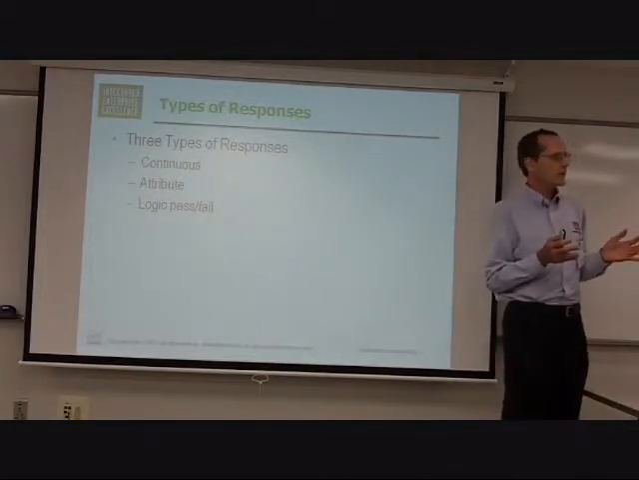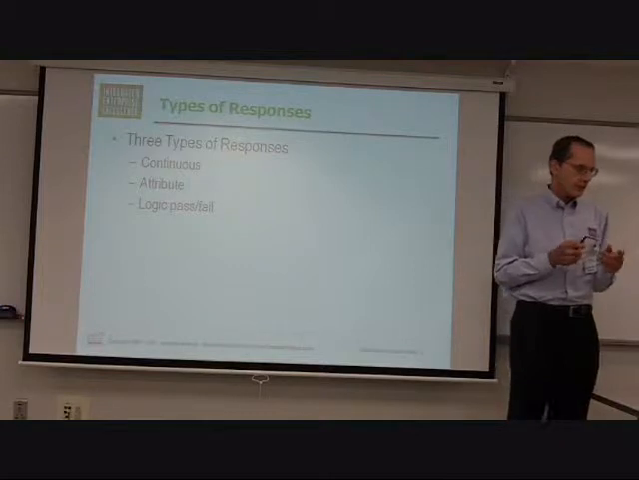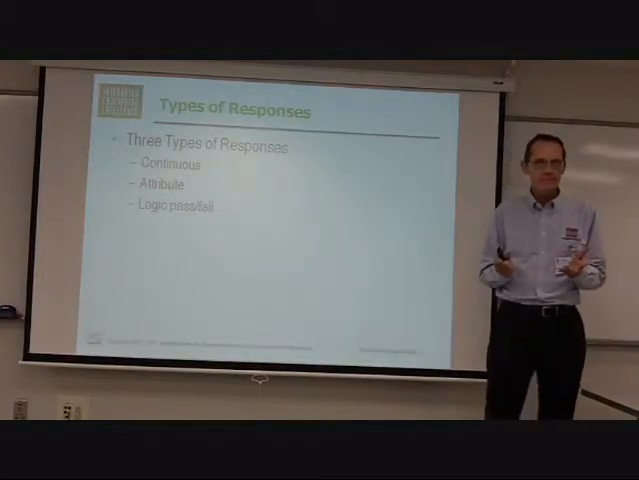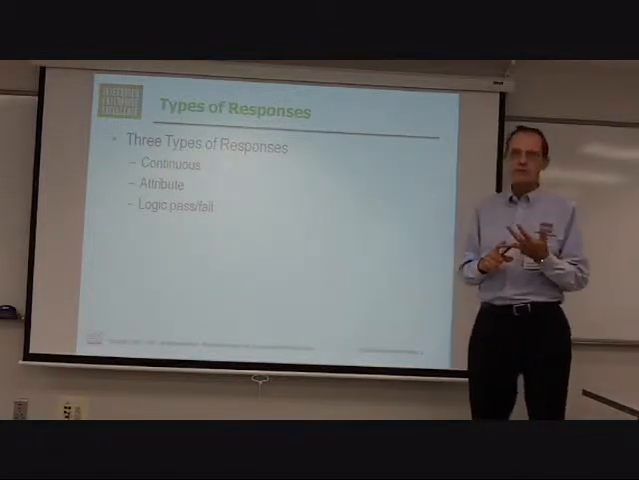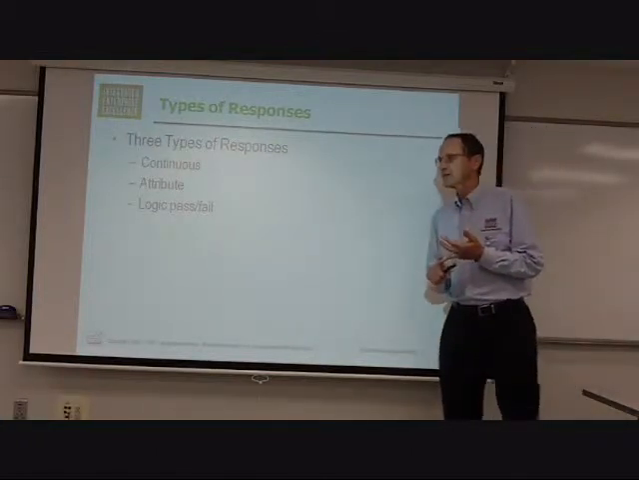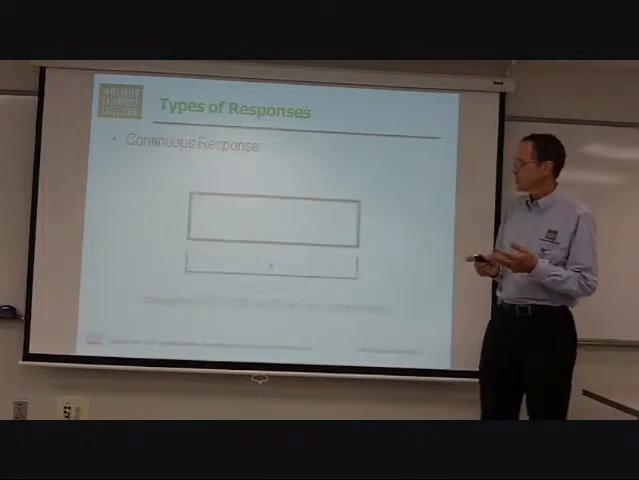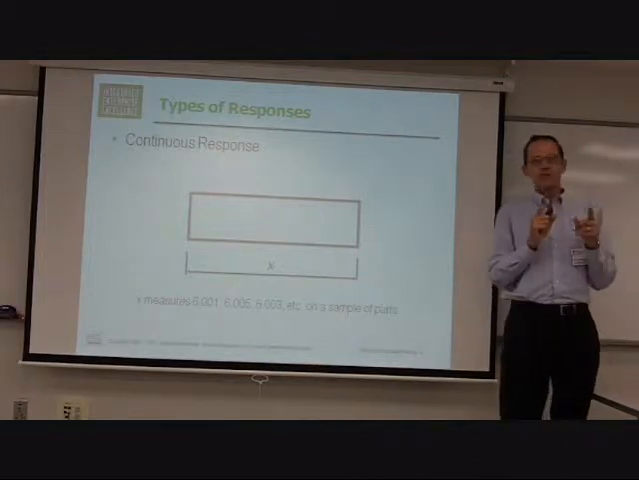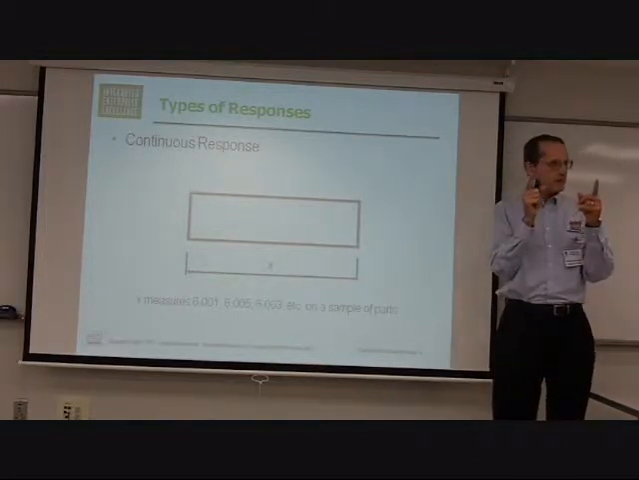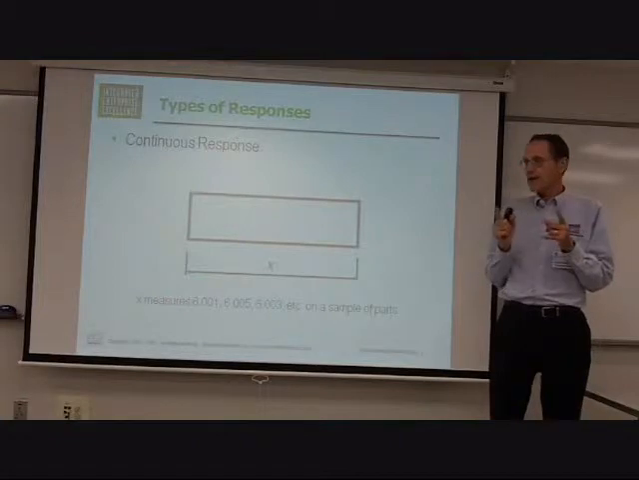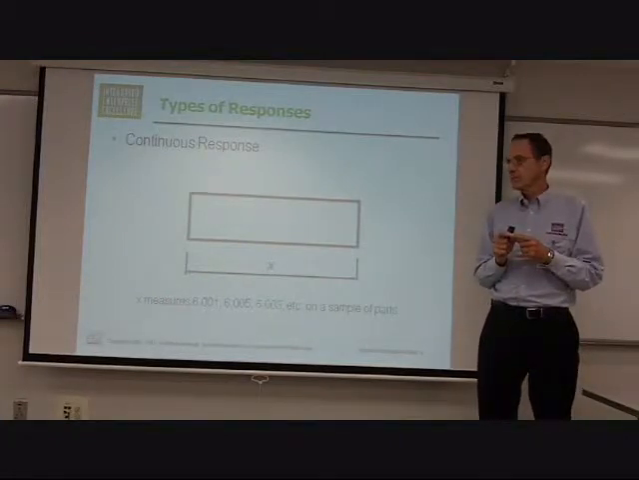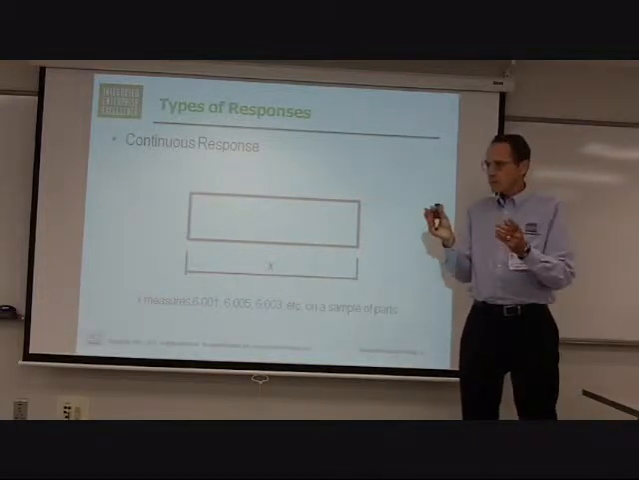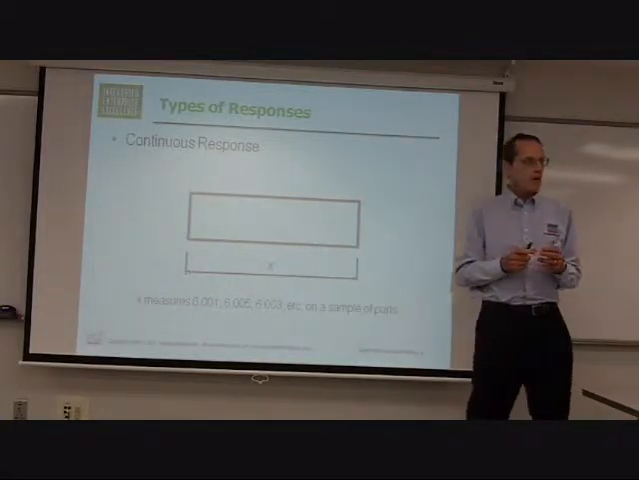Now, if we look at a response that we might have in an organization, we've got continuous and attribute. You guys are quite familiar with those, right? Okay. But I'm going to be talking primarily about what I call a logic pass-fail situation. So if you look at a continuous response, you have a part that you're measuring the dimension on, you get a micrometer or some other device to measure the overall length of it. Or, for example, if you're looking at how long it takes to do something, it's a continuous response.